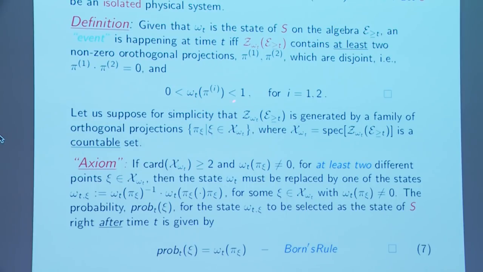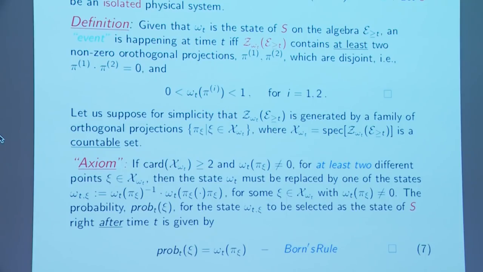But when you say an event, what do you mean? Pardon? When you say an event is happening, you mean something is happening. What do you say? An event is happening if this condition is true, and I will tell you what it means for the event to happen. So that's so far a definition of what I mean by an event is happening, and I will then interpret it.